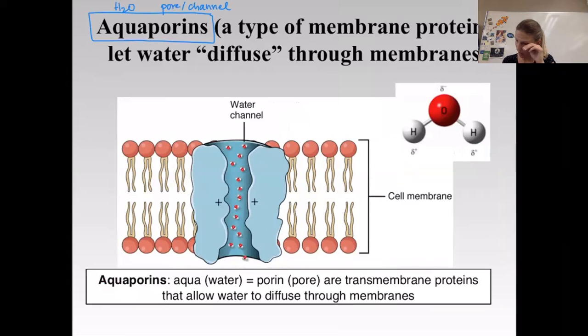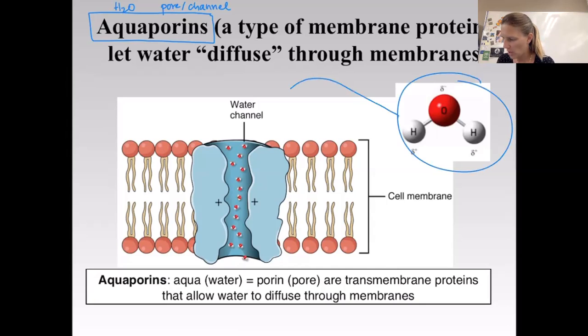All right, so here is an aquaporin where water, which is polar, small, partially charged, can slip right through, and it can go in both directions, right through the plasma membrane, through these aquaporins, right? So aquaporin is a transmembrane protein, meaning it's a protein that spans the plasma membrane, goes all the way across the plasma membrane, and it allows water to go through the plasma membrane.